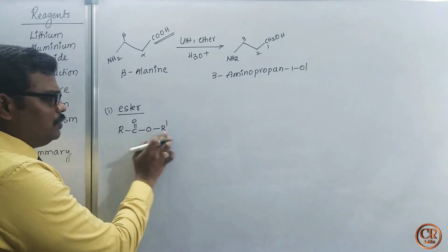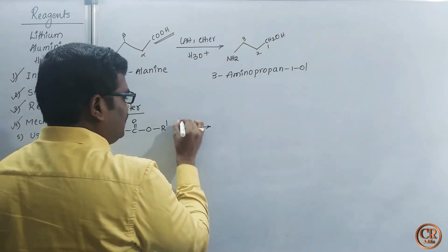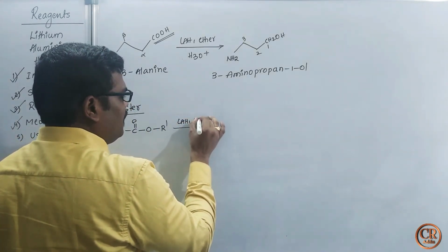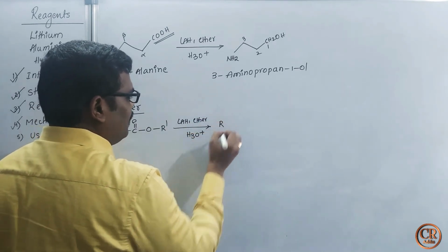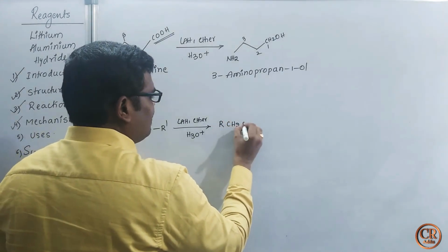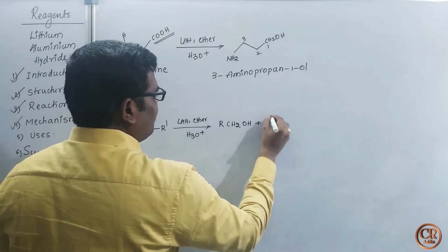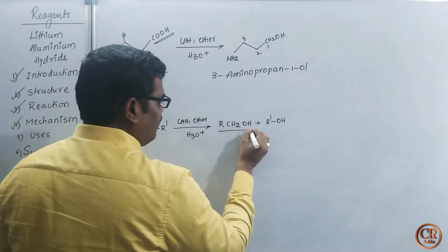Here alkyl groups may be same or different. When it reacts with lithium aluminium hydride in ether followed by acid hydrolysis, it gives a mixture of alcohols. One is RCH2OH, another one is R'OH. But mainly we take this one.